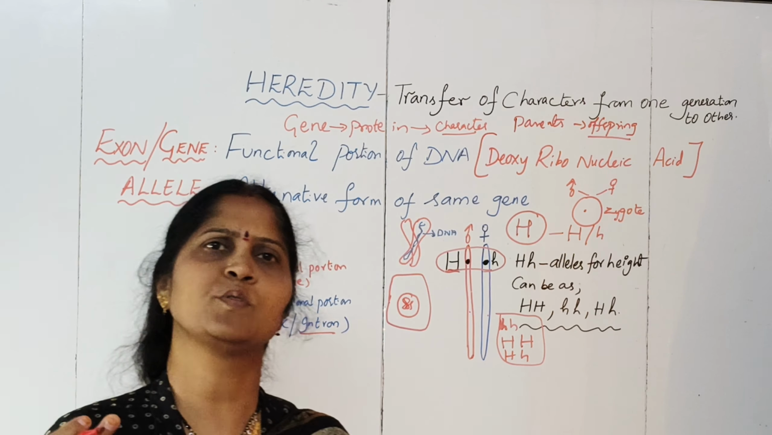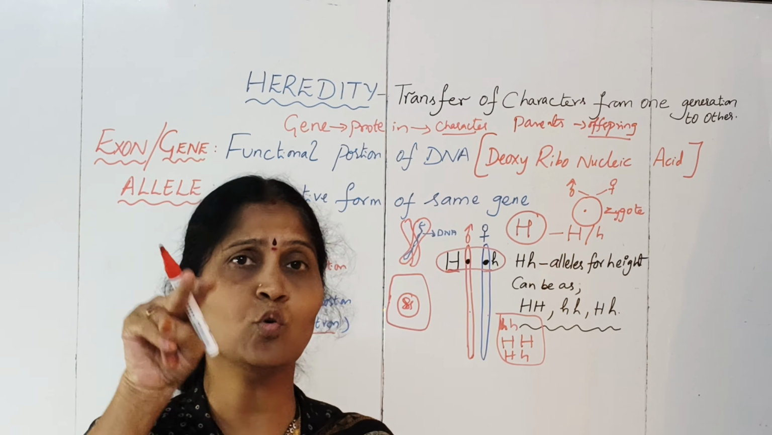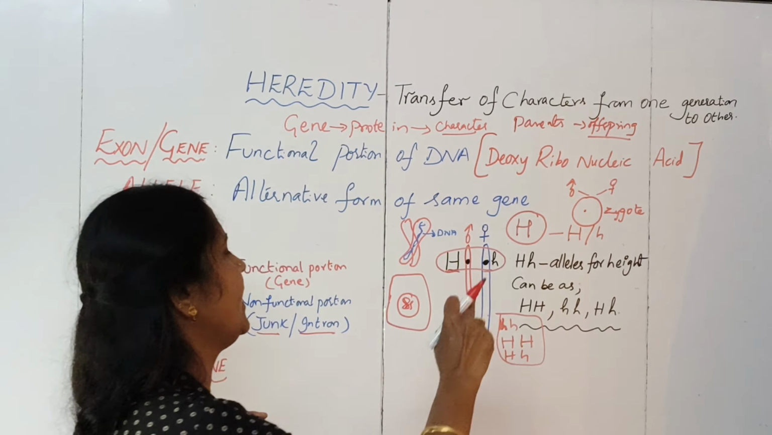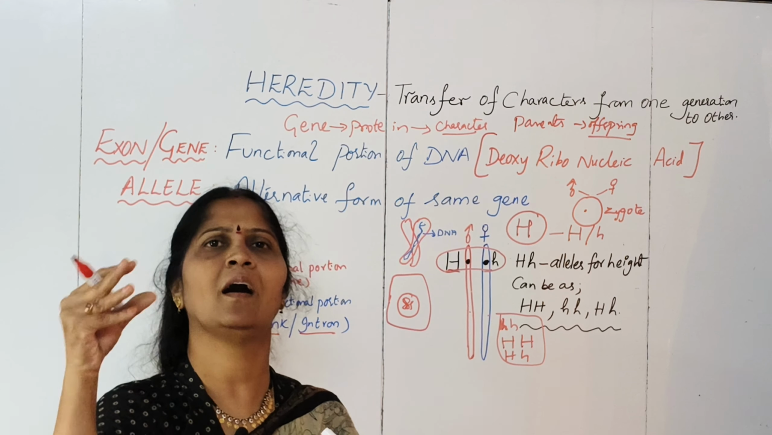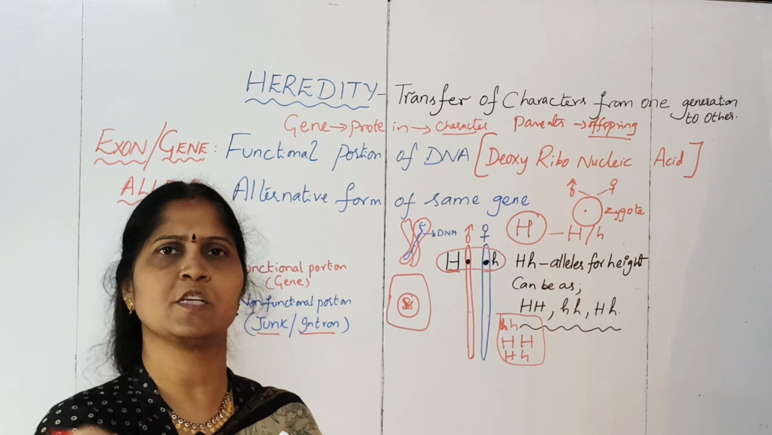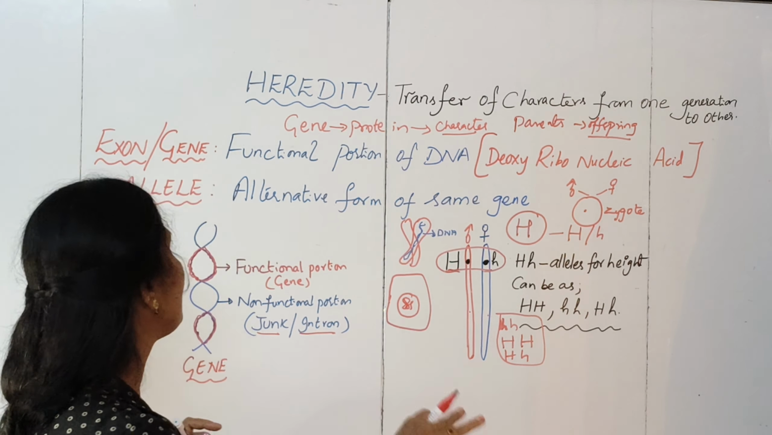But what I mean to say is, when you talk about the height character, it can be present in two alternative forms, that is capital H and small h. So these two alternative forms of a gene are called the alleles, which will be responsible for the same character. So hope you understood what we have discussed.